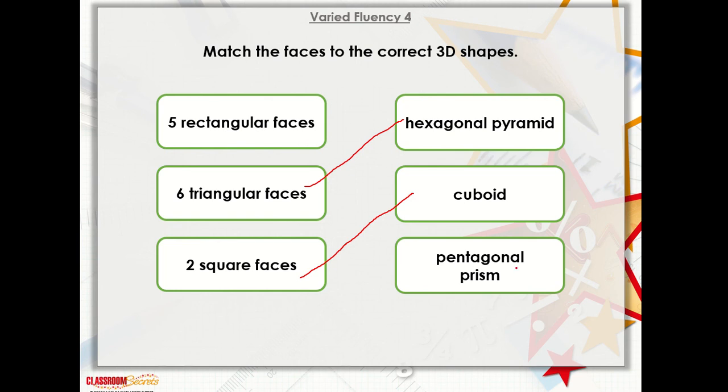This is a pentagonal prism, so it's a long shape. And if it's pentagonal, it's got a pentagon at the front and at the back, and a pentagon has got 5 sides. Because it's a prism, it's got rectangles from each of those 5 sides. So it's got 5 rectangular faces. Those are the types of questions that you're going to be doing today.